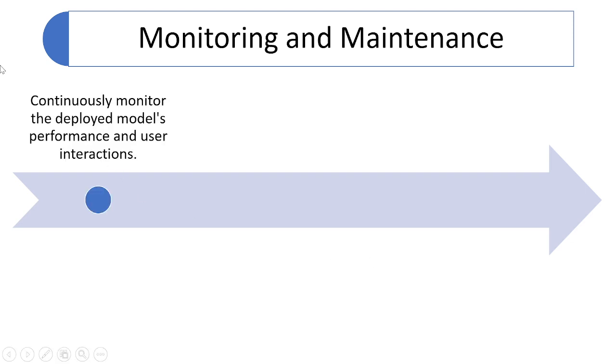So you have to continuously monitor the deployed model's performance and the user interaction. In Amazon AWS, there are CloudWatch and other monitoring services, a lot of services, so that you can monitor your application end to end. What is the traffic? What is the load? What is the CPU utilization? What are the memory utilizations? And so many other parameters are there for your model, for your NLP applications that you have deployed in production.